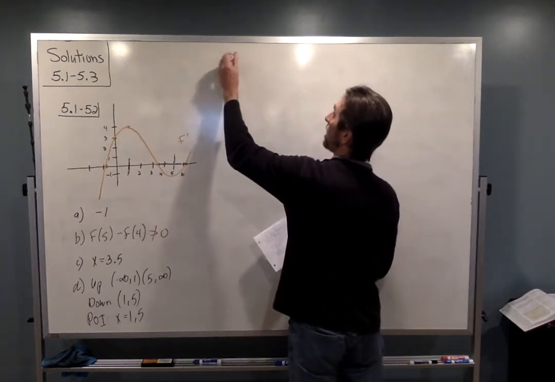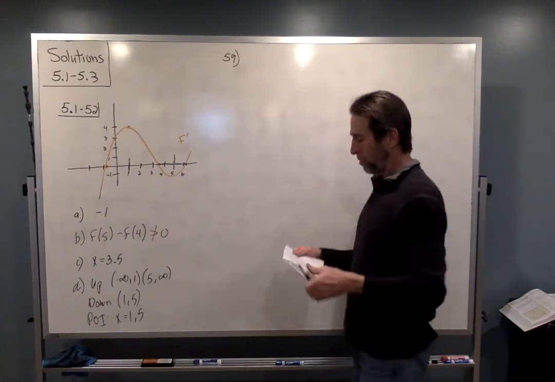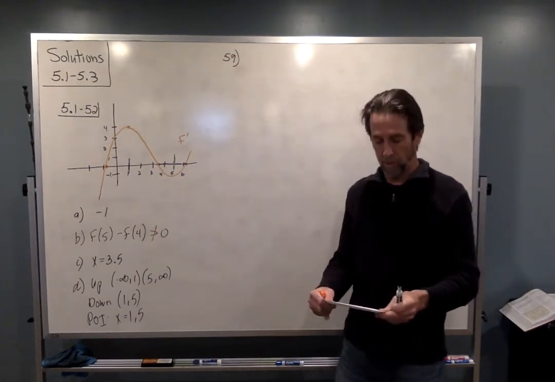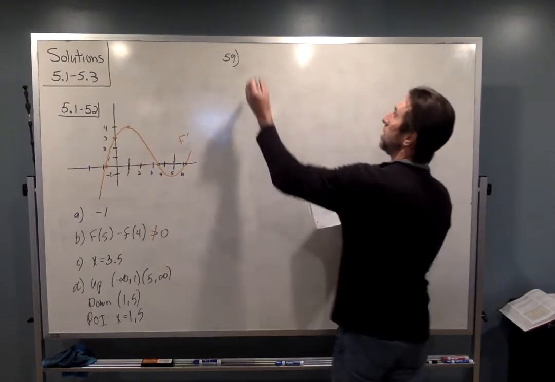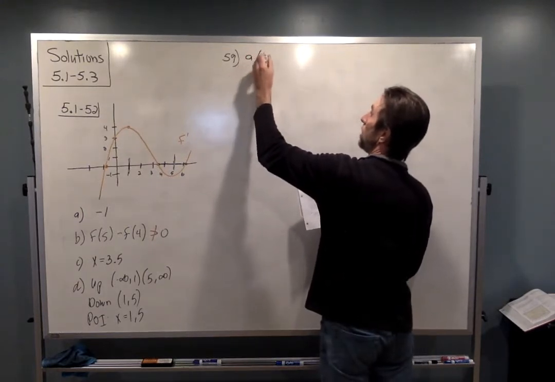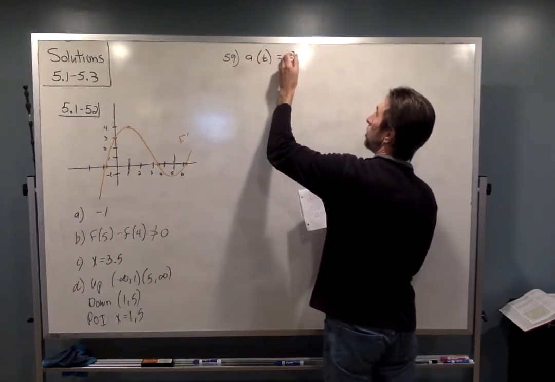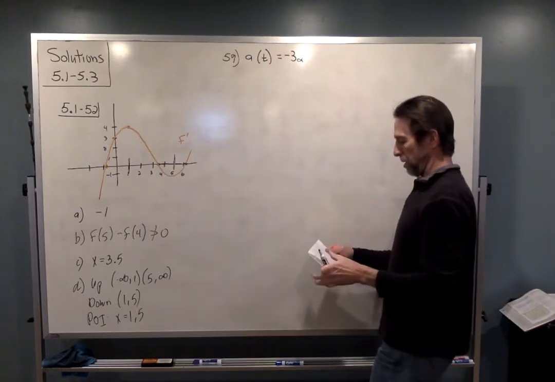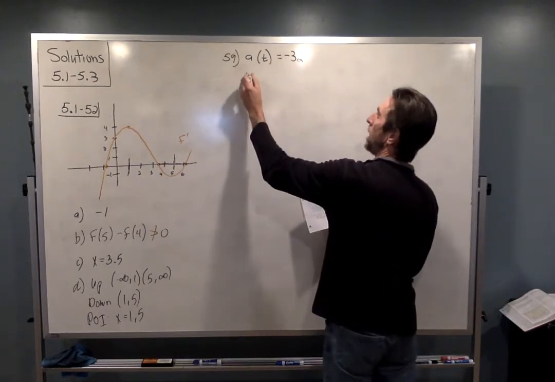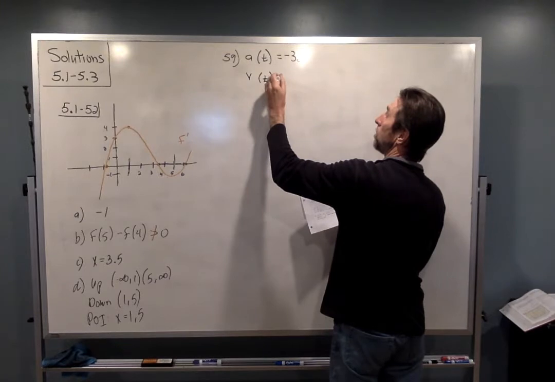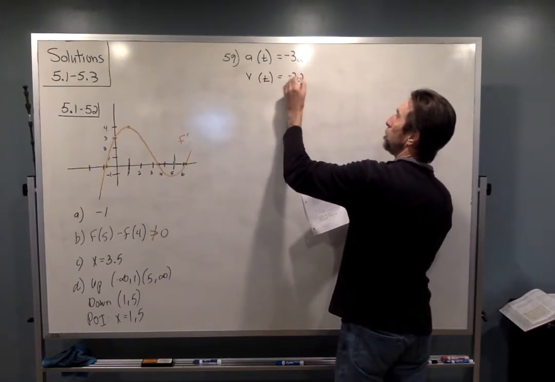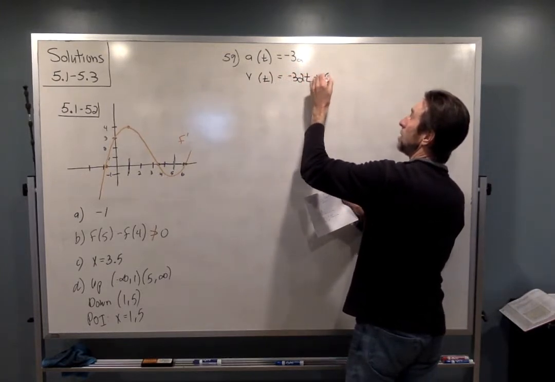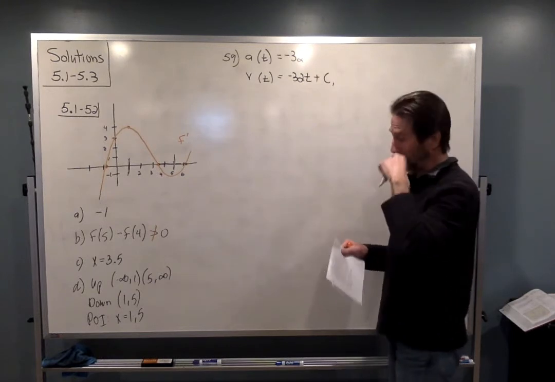Number 59 from the same section involves some physics and some differential equations. The acceleration in 59 is given as -32 because it's in feet per second per second. We know the velocity is its integral. So that's -32t plus some constant. I'm just going to call it c1.